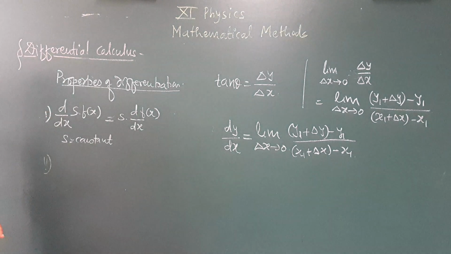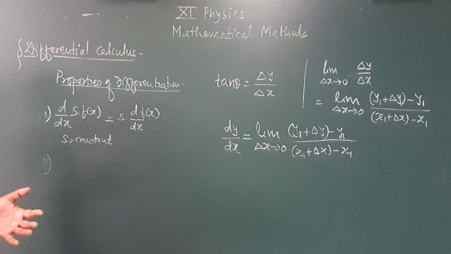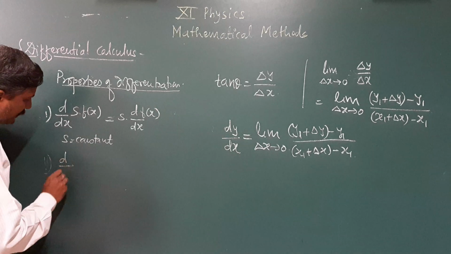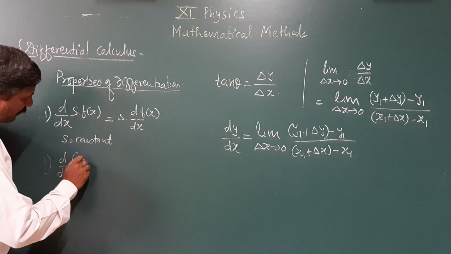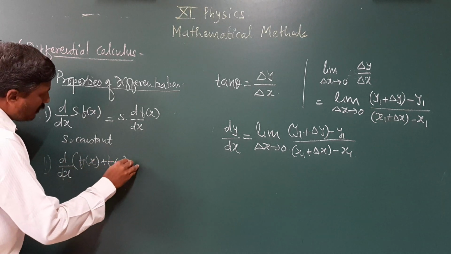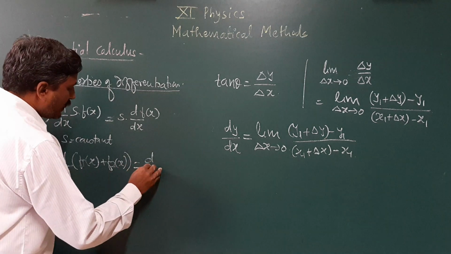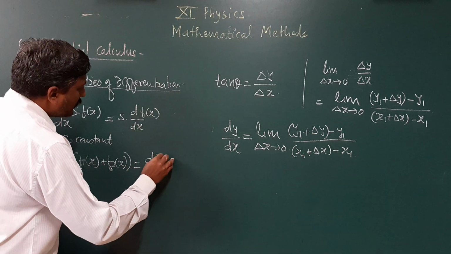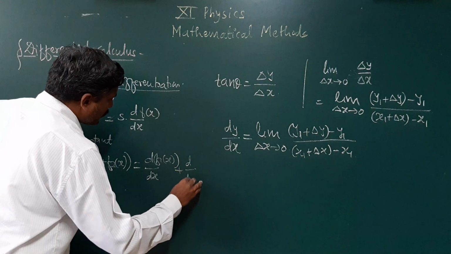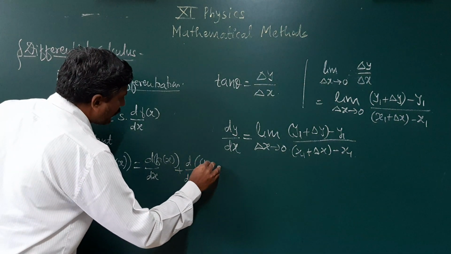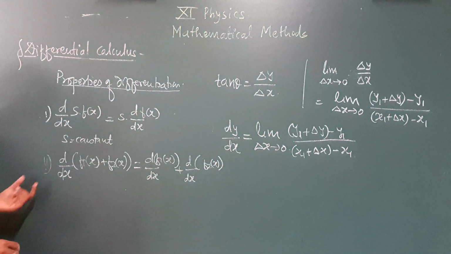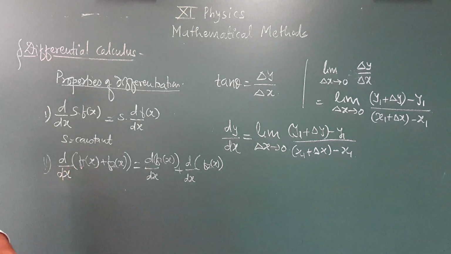Secondly, in a differentiation, there is a product, multiplication, addition, subtraction, all are allowed. So we have to see one by one. So d by dx of f1 of x plus f2 of x equals d by dx of f1 of x plus d by dx of f2 of x. Means we can split that differentiation.